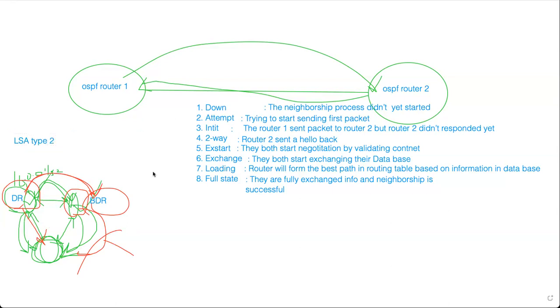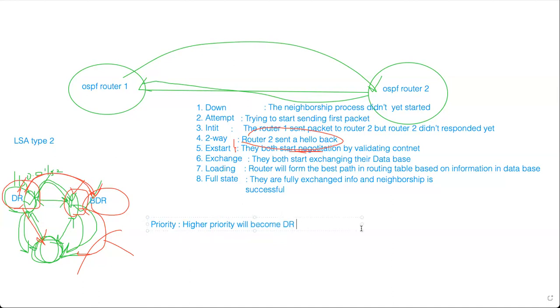So earlier we were talking about LSA type 1, but we did not talk about LSA type 2. The LSA type 2 is used in the communication of election of DR and BDR. That will be done at the two-way state. So two-way state is where they both exchange the hellos, and in the XStart state they will be negotiating who is the DR and BDR. And how is this elected, guys? By a value of priority. Higher priority will become DR.